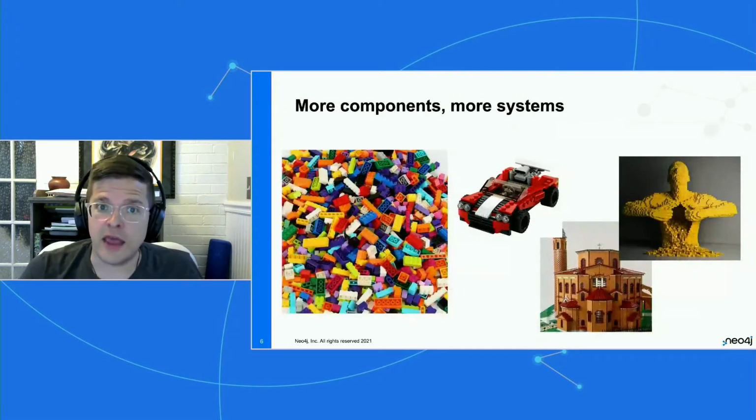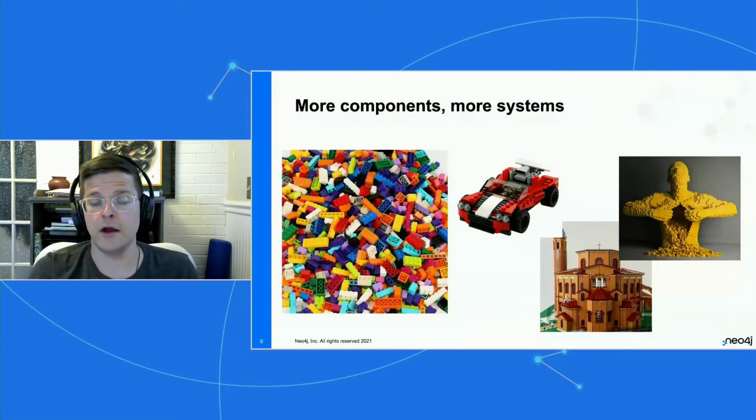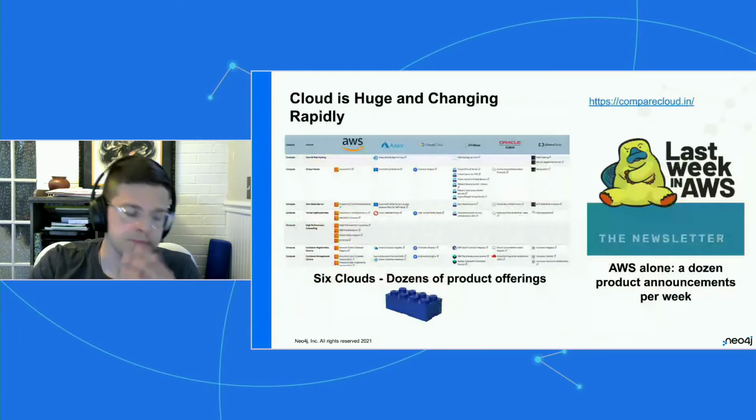Part of the challenge then is that as time goes on, as people get into the cloud, you start to see more and more components, and people are using those same components to build more and more different kinds of systems. And so you can start with the Lego blocks on the left, and you can build all sorts of things out of that, whether it's a race car or an art sculpture or an actual building. It's all made of fundamentally the same stuff according to a different architecture pattern or construction plan.